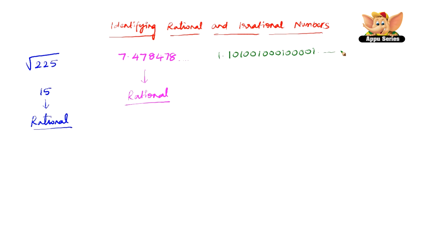1.101001001000001000001 and so on. These dots clearly show that it is non-terminating. Also, it is non-recurring because the zeros keep on increasing. 101001001. So this is both non-terminating and non-recurring. Therefore, this is an irrational number.